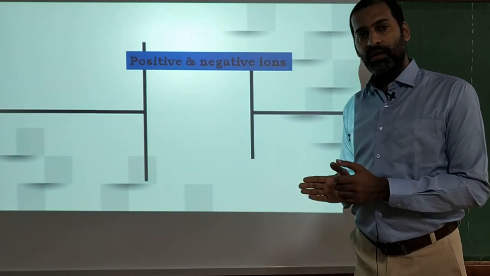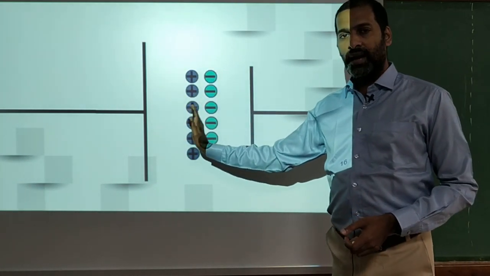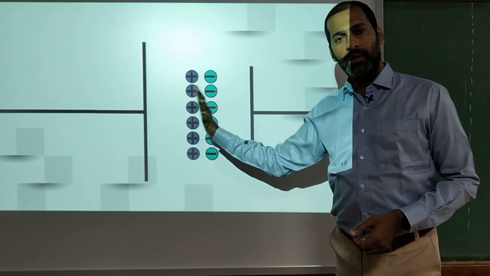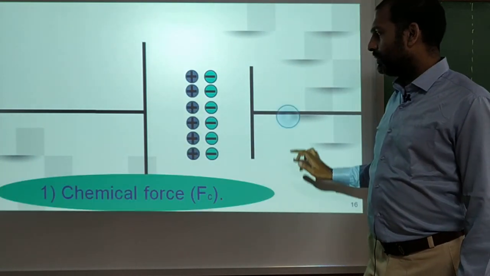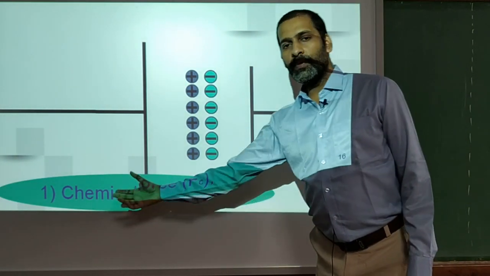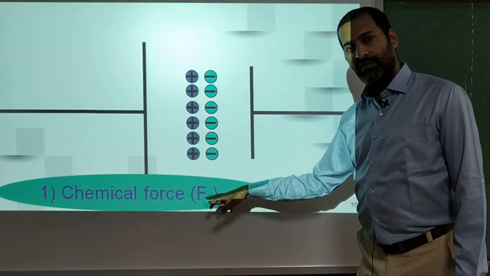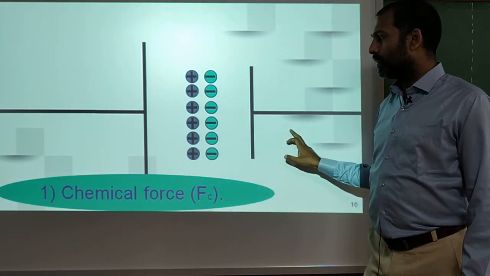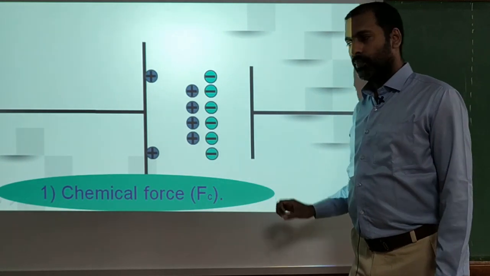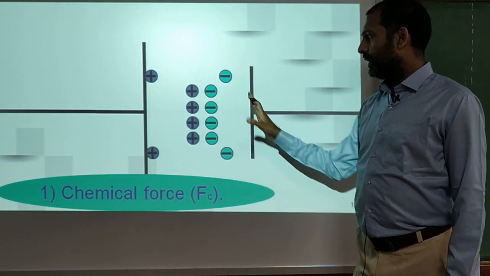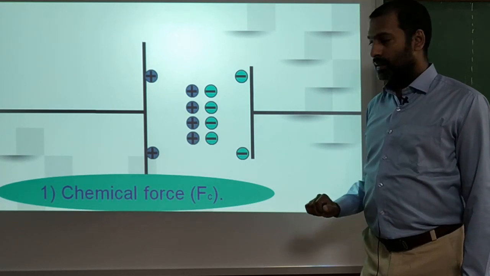Due to this chemical process, what happens? These positive and negative ions get attracted towards different plates. So one plate becomes positive, another plate becomes negative. So we get some chemical force. We are representing it with a parameter Fc. This chemical force sends a few ions to the positive plate and a few ions to the negative plate. These are negative ions.